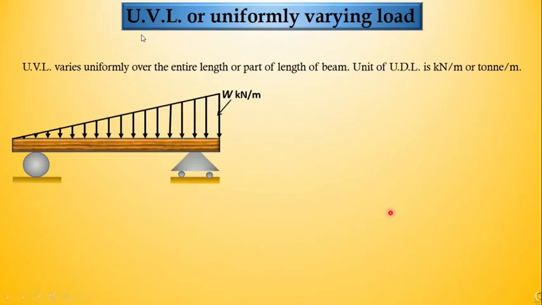Next we have studied the UVL or uniformly varying load. A UVL varies uniformly over the entire length or part of the length of the beam. The unit is kilonewton per meter. That is like a UVL. A UDL is applied uniformly distributed, but this load is varying. You can see that from the starting point, the load is applied and the arrows increase. So the load is varying. That is called a uniformly varying load.